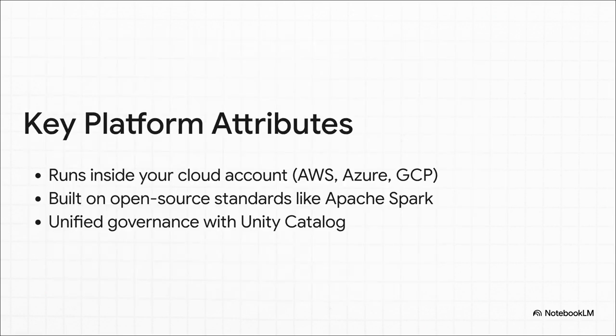So how does it actually do this? Well, it comes down to three really key things. First, it runs inside your own cloud environment. That is a huge deal for security because your data never has to leave your control. Second, it's all built on open source standards like Apache Spark, so you're not getting locked into some proprietary system you can't get out of. And third, it has this thing called Unity Catalog, which is kind of the secret sauce for giving you unified governance and control over all your data from the very beginning.